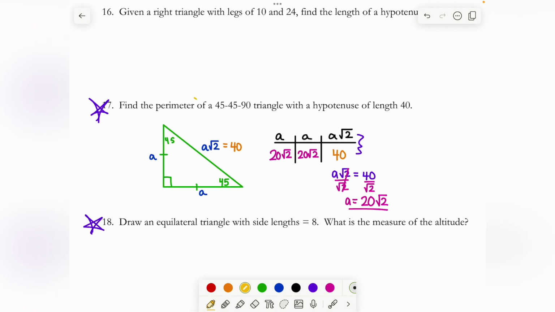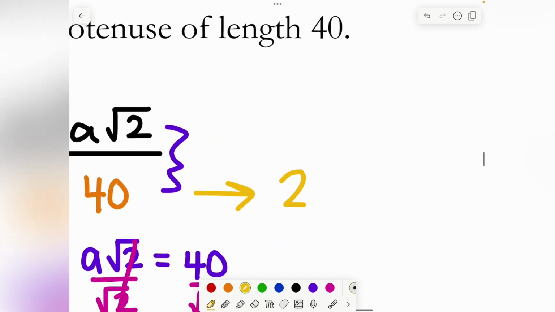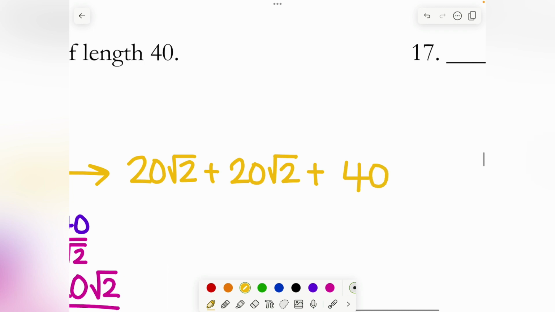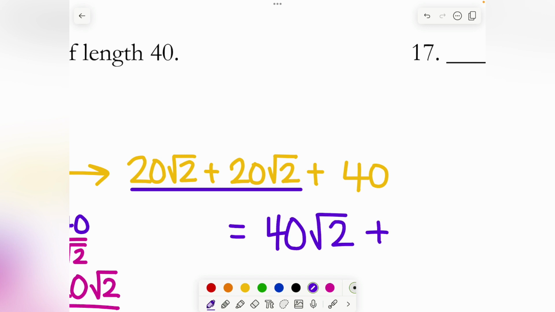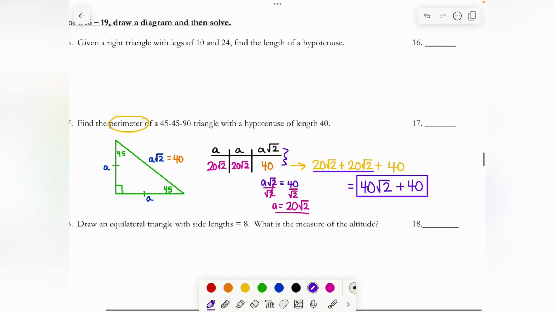Careful though, it's asking for the perimeter. So to find the perimeter, I'm just going to add all three sides up. So 20 root 2 plus 20 root 2 plus 40. If you think back to our radical rules, it's like combining like terms. I can combine these two because they both have a root 2, and I just add 20 plus 20. So this is 40 root 2 plus this other 40, which I cannot combine because it doesn't have a root. So you leave your answer just like this. And that is the answer to number 17.